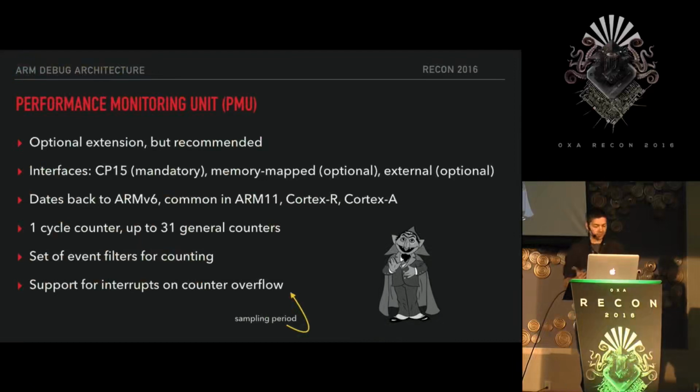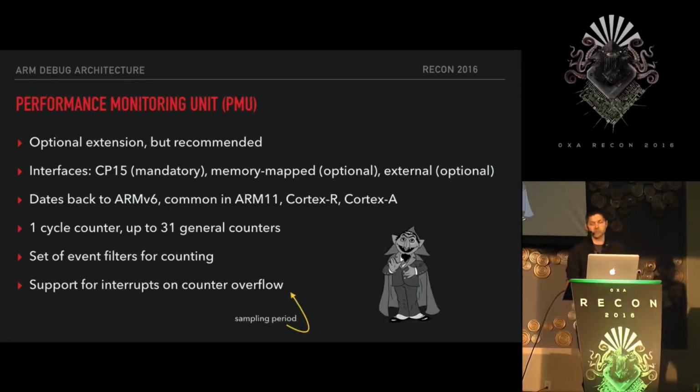So the PMU is an optional extension in ARM, but ARM recommends it. And most importantly, it has a mandatory software interface via the system control coprocessor, CP15. It was introduced in ARMv6, so you can find it in ARM11 cores, Cortex-R, Cortex-A. The only family you won't find it in is Cortex-M, and you'll find it in custom cores as well.